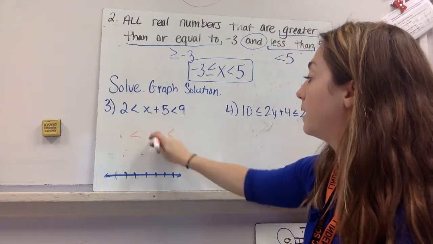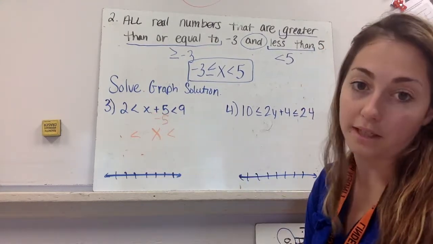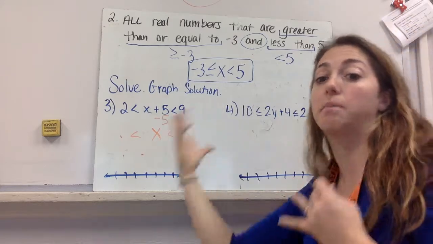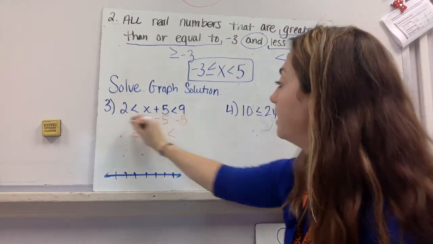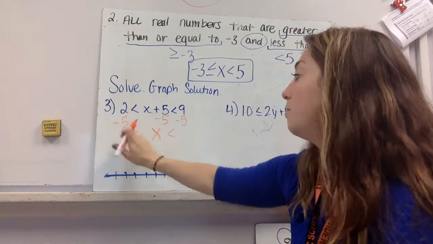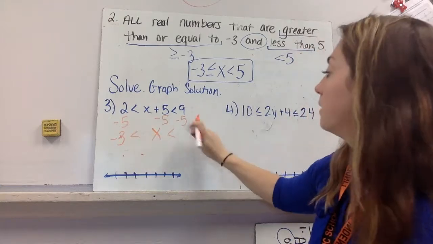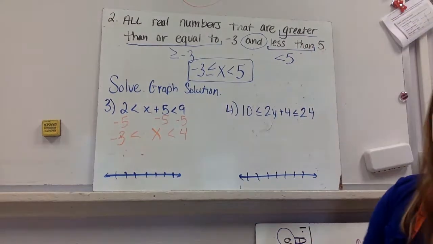I have to get my x alone, right? So I need to eliminate by subtracting 5, but I don't have just both sides. I actually have 3 sides. I have my 2 and my 9 that I need to subtract from. If you miss one of them, you got it wrong, right? 2 minus 5 is -3. 9 minus 5 is 4. So I have from -3 up to +4.